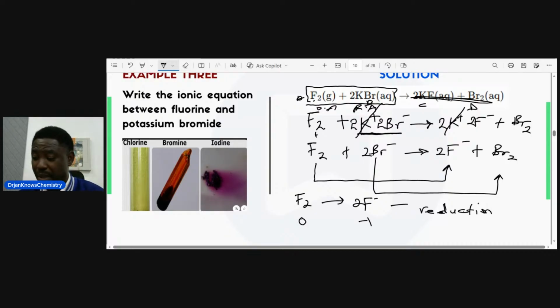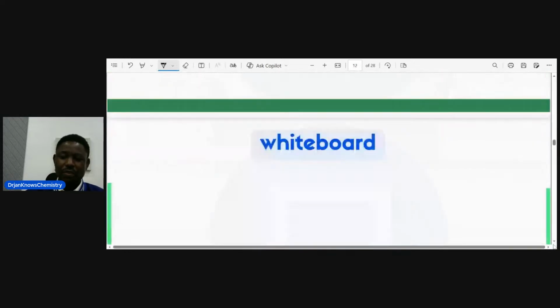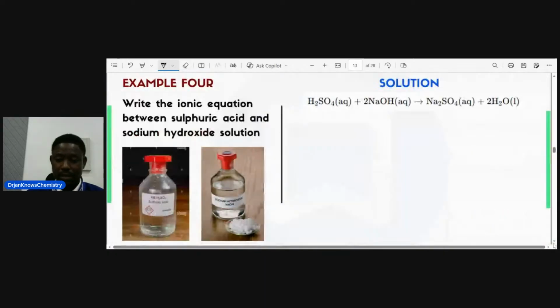The only problem you might be having, which I'm aware of, is how to write the formula correctly and how to split a compound into correct ions. Because if you don't do that correctly, that would be a very difficult situation.